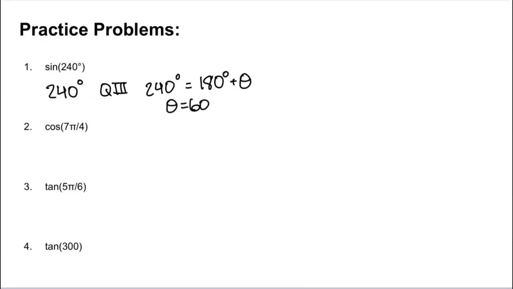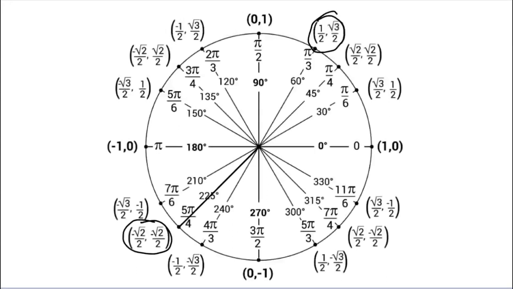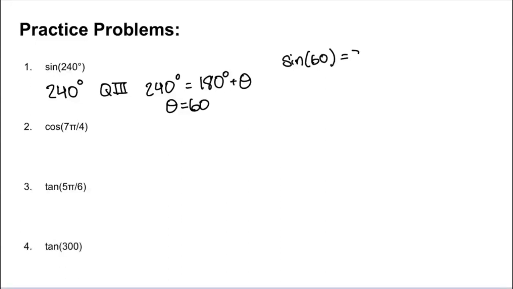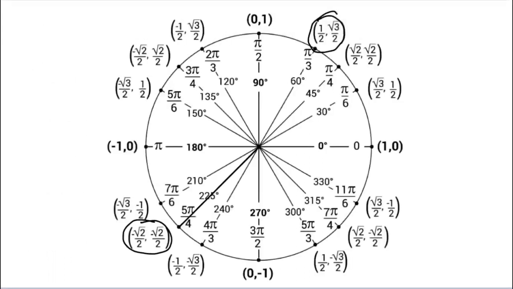So now let's look at sine 60. Sine of 60, let's look at our unit circle. The y is the square root of 3 over 2. And 240, we are in Q3, meaning that it's going to be negative. So sine of 240 is going to be negative root 3 over 2. And we look here, sine of 240. Yep, we got it. I'm going to erase this so that it doesn't get cluttered.